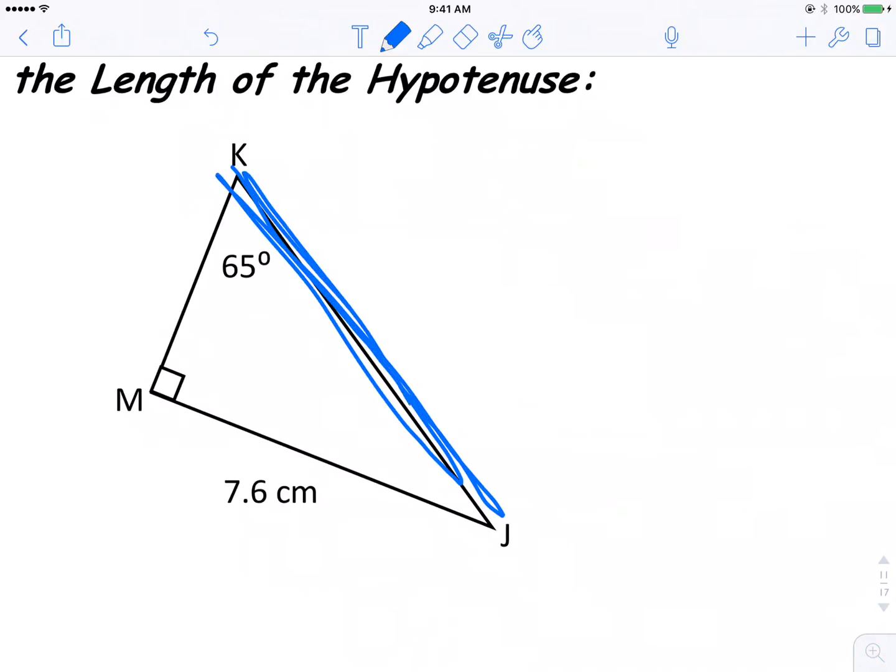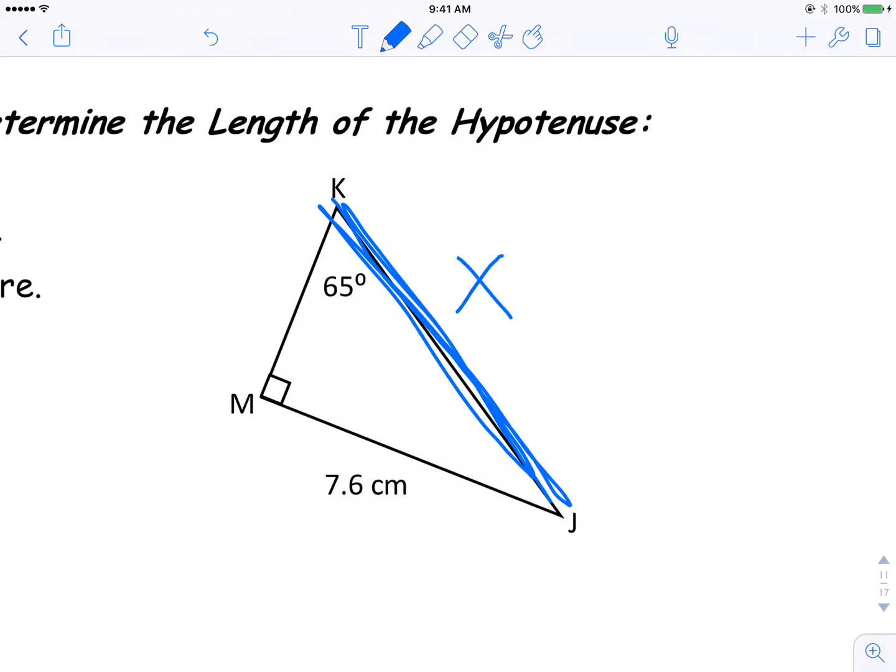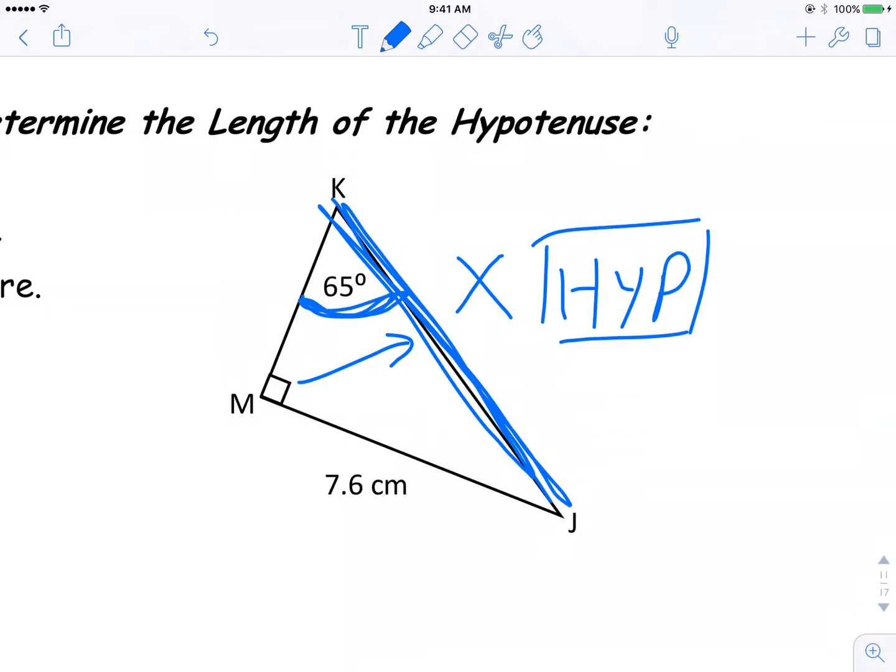This side here, let's call it X, just for fun, because we never use X, right? So there's part of my triangle. I need to label my triangle. If this is the angle we're talking about, this side is my hypotenuse. It's the longest side. It's opposite to the right angle.